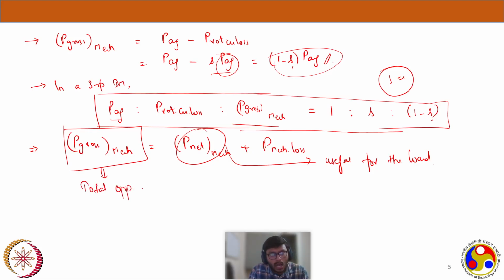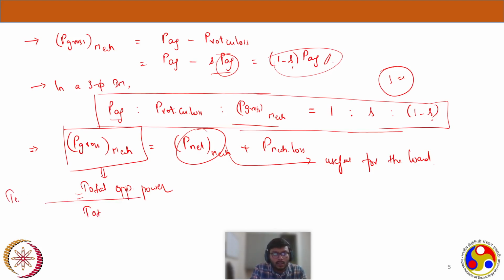Now this gross power is the total opposing power. You can also call it the total opposing power. Whenever your machine is rotating, it will experience opposing power, that is the electromagnetic torque, which is an opposing force. The total electromagnetic power is utilized by your load, that is the net mechanical power. And there will also be some frictional power, that is also opposing: friction and windage all oppose the movement of the machine.